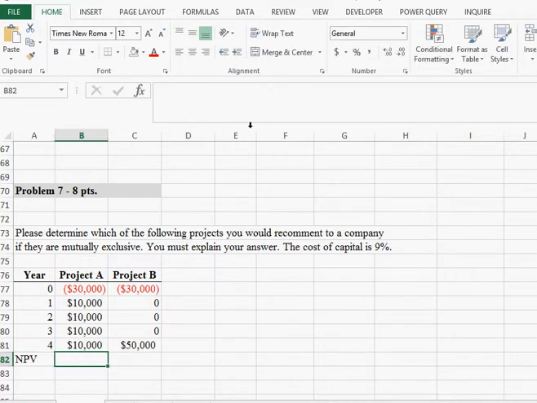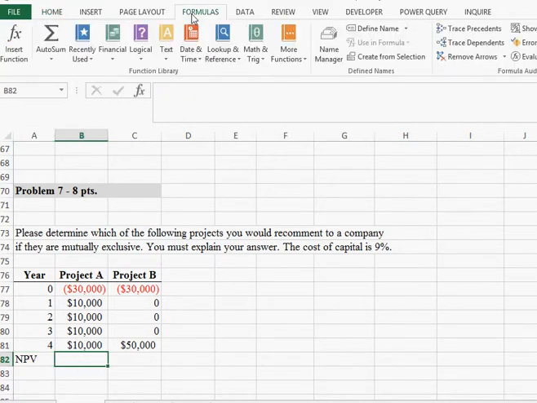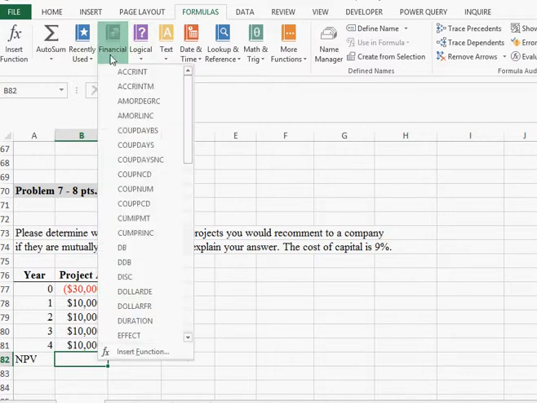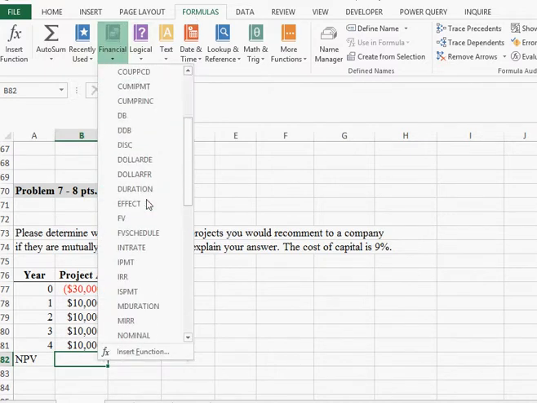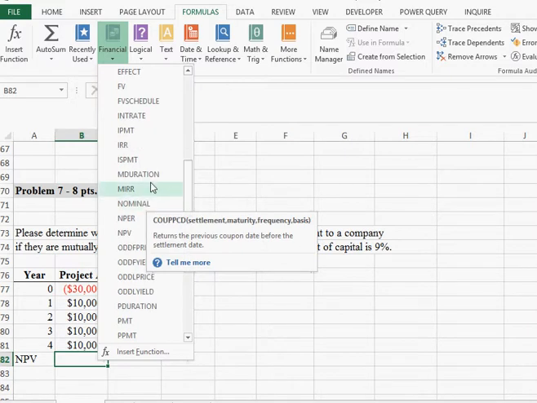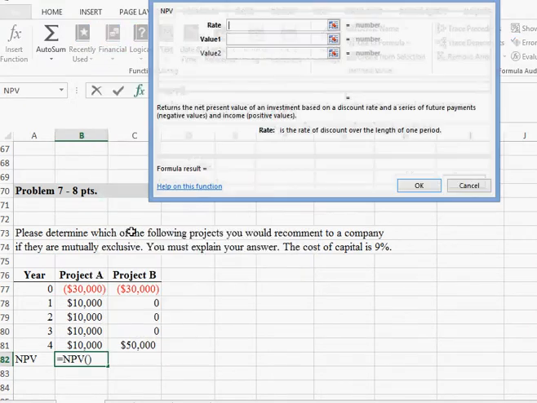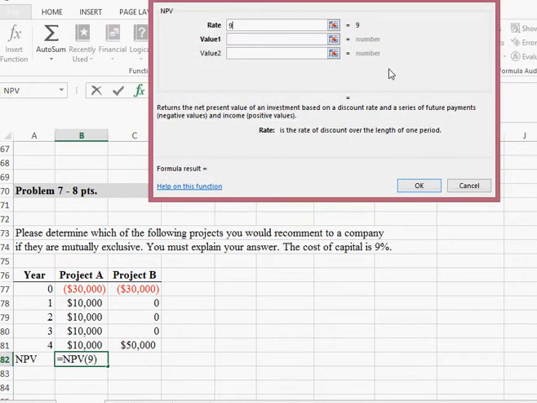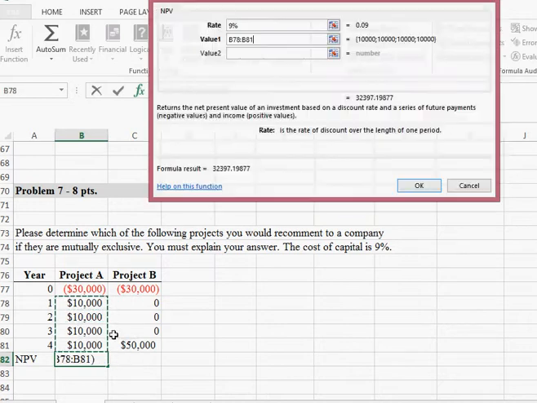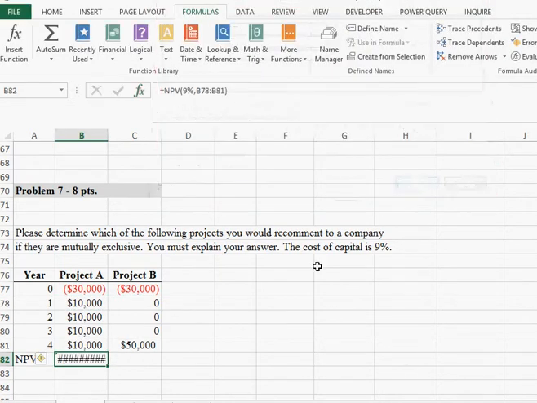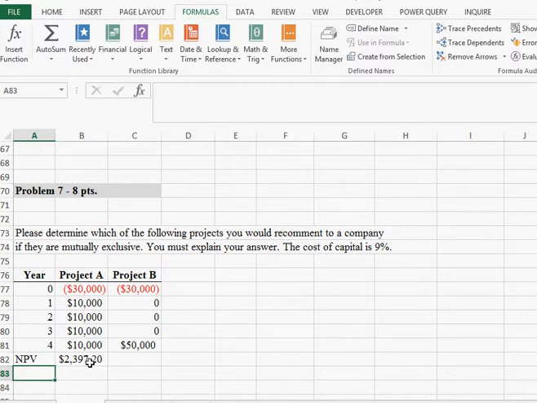and then I'm going to go up to the formulas, and at this point you should have them under recently used, but in case this is the first problem you're working, I'll go ahead under the financial set and choose net present value. So the rate that's given is 9%. The values are going to be years 1 through 4. Click OK, and then add your year 0 investment. And that one has a positive NPV of $2,397.20. I'm going to repeat the process here.